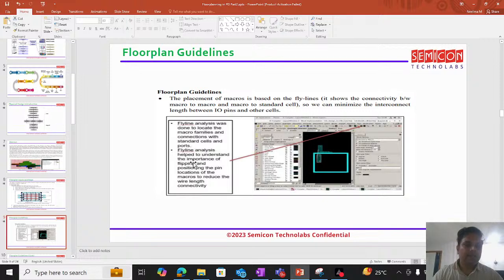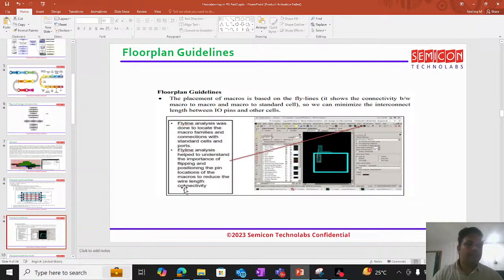Fly line analysis helped to understand the importance of flipping and positioning the pin locations of the macros to reduce the wire length connectivity. So this is nothing but the orientation of the macros. We need to make sure that we are maintaining the poly unidirection as well. Once we maintain the poly unidirection, then whichever flavors of orientation are allowed based on it, we need to make sure that the ports or pins of the macros are facing towards the core, facing the neighboring macro which is talking to it, and facing the ports which are talking to it.